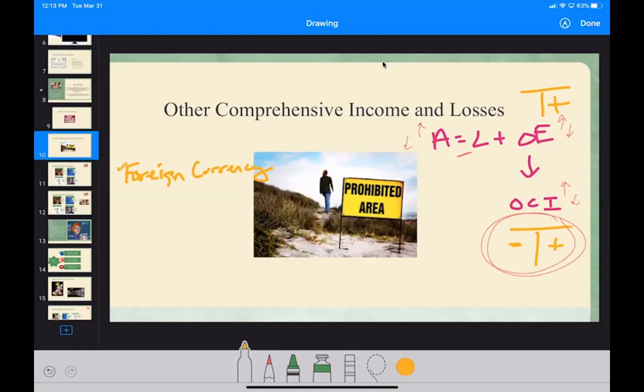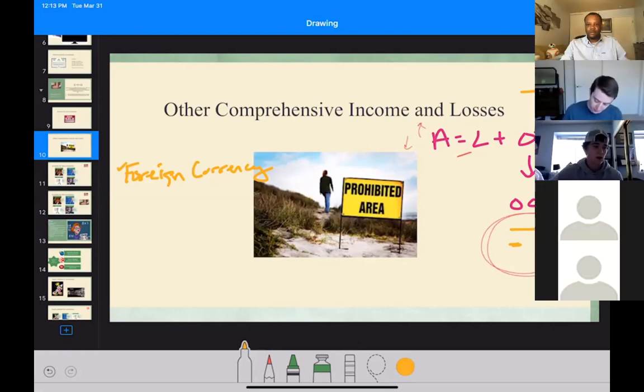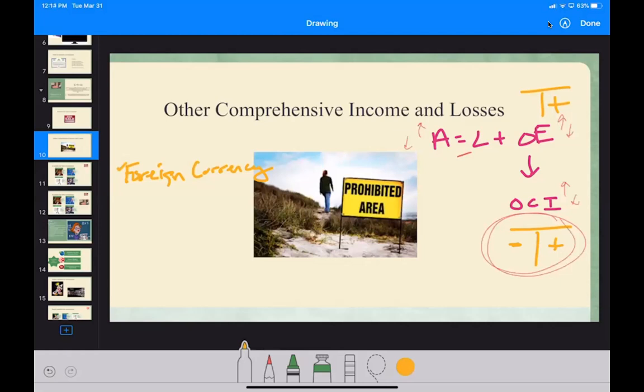Another, go ahead. So foreign currency, I think you were just about to answer my question. It's just an example of one of the comprehensive incomes or losses. Yes, that's right. It's just an example. Another example would be gains or losses on hedging derivatives.